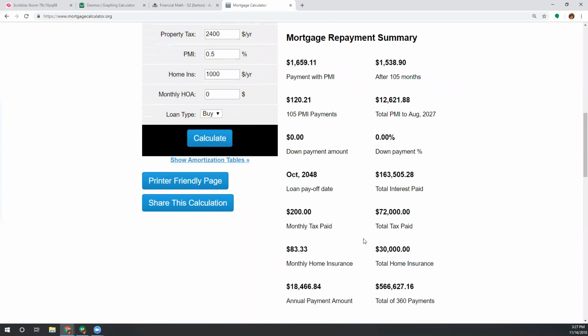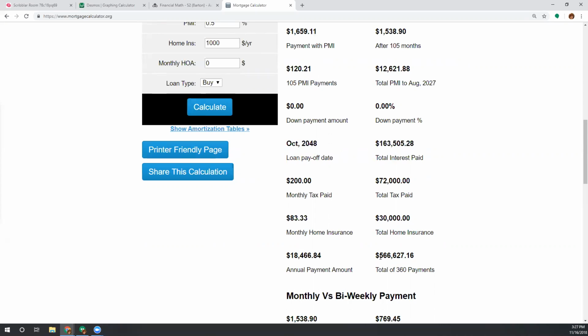So some of the information you might need to look at is total interest paid. And notice the information is listed under the number. So this 1,538 is after 105 months, and the total interest paid is the number above it. So those two go together. You might want to look at the total amount over 30 years. Even though the home amount was only $288,000, this is what you actually pay to the bank. You actually pay $566,000 over the life of the loan because you have to pay the bank interest.